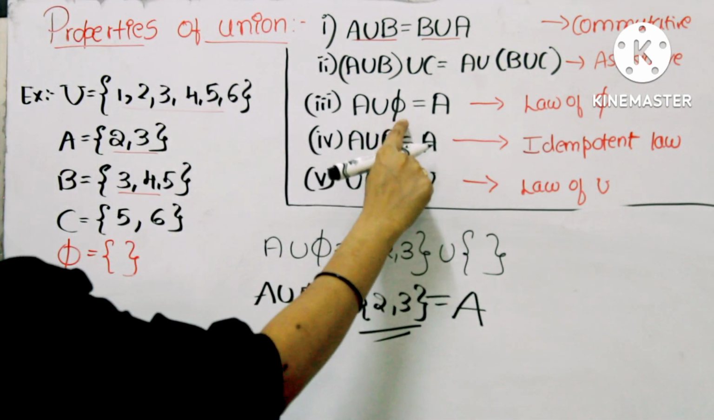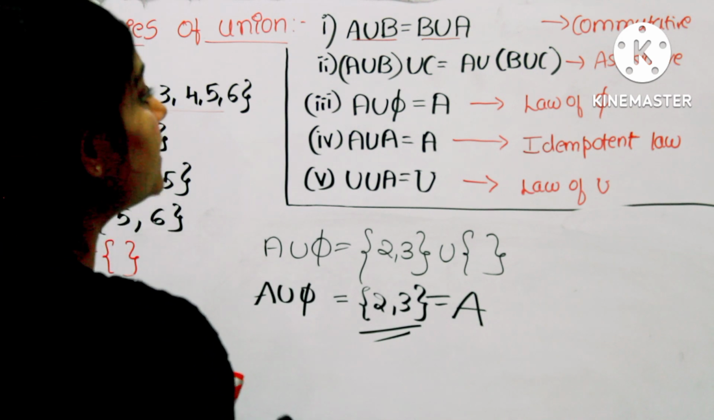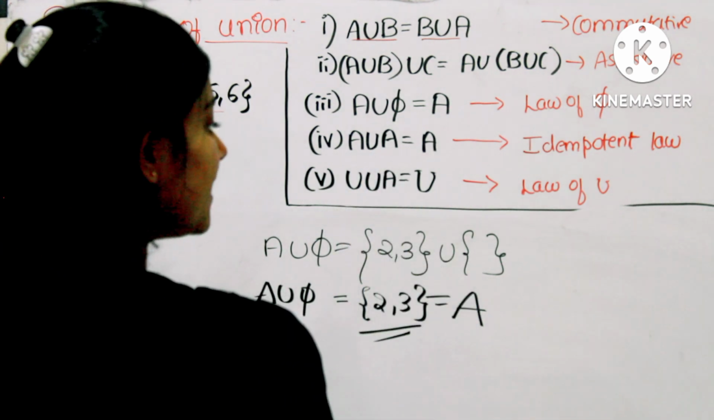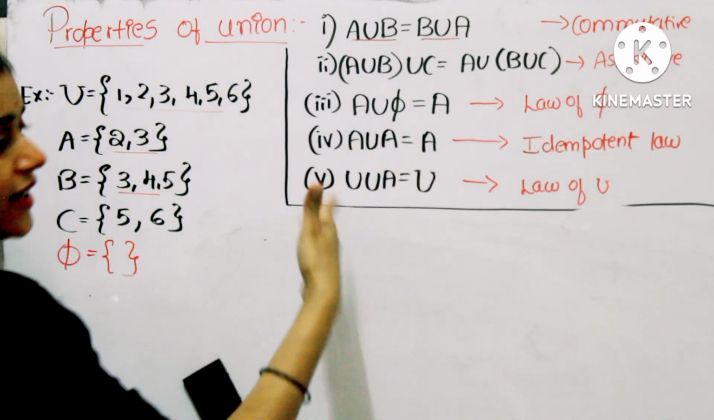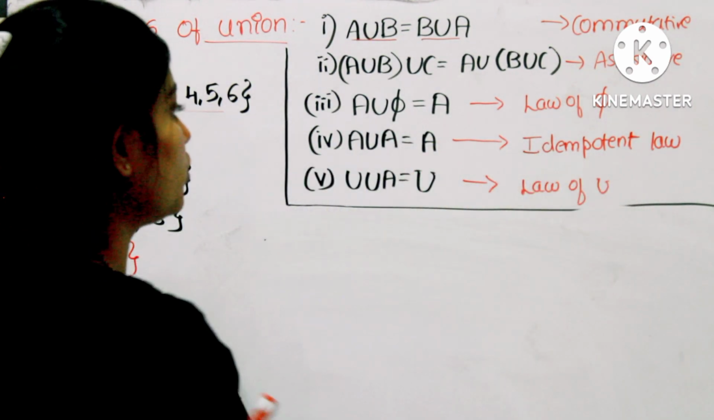So A union empty set is what? Again you get A itself. Again A union A. Obviously you know that if you write A union A, you get again A. That is the idempotent law.